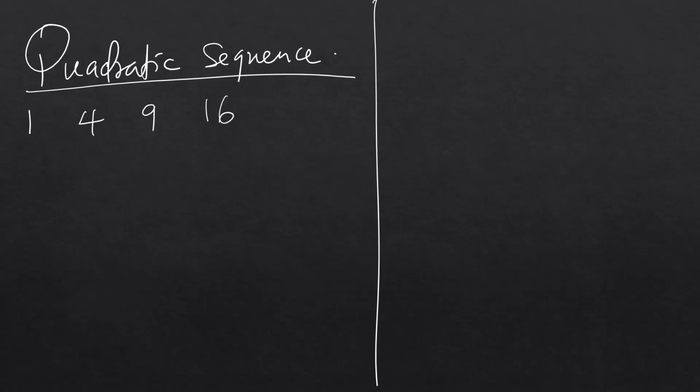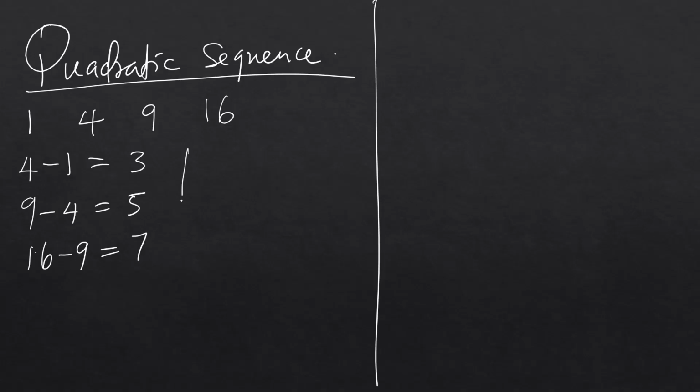Now, look at what happens. The first difference is 4 minus 1, which is 3. Then 9 minus 4, which is 5. And the other one is 16 minus 9, which is 7. So you see what happens here? A new sequence is formed. This is called the first difference.